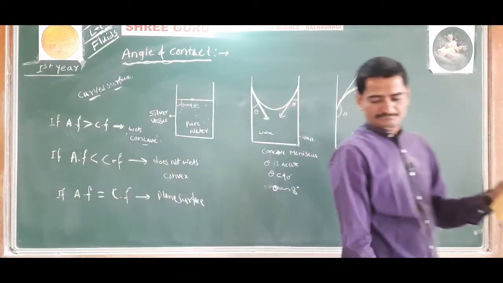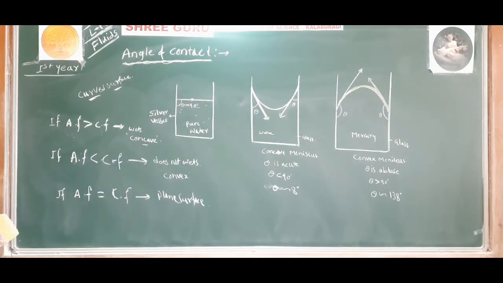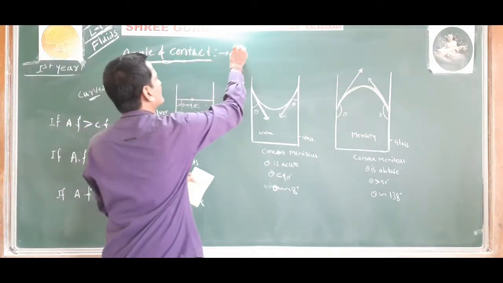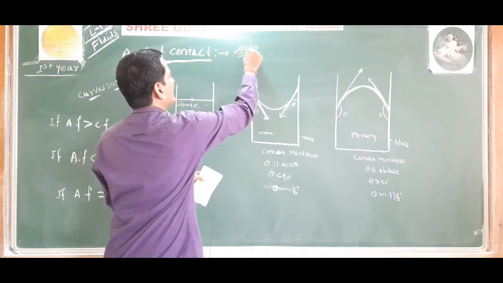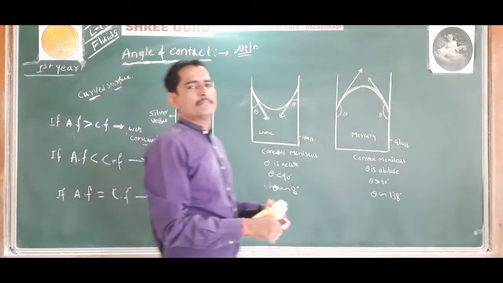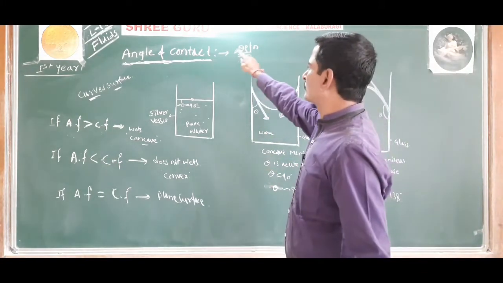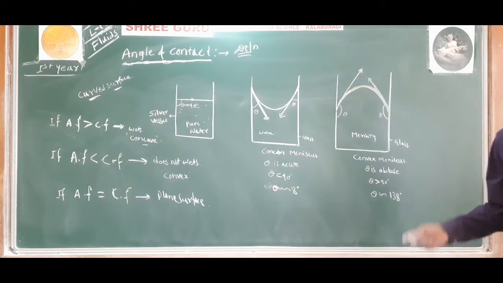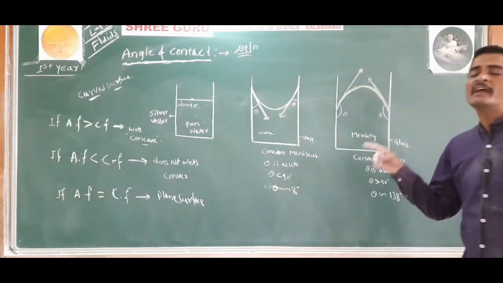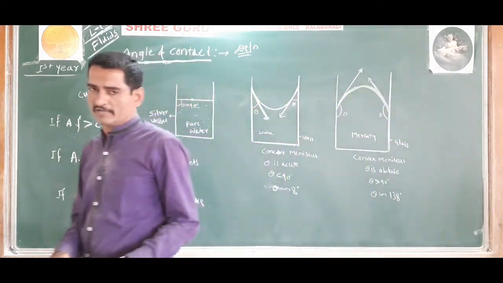Now the concept, angle of contact. So what is the angle of contact? I will tell the definition. The angle of contact is the angle made by the tangent drawn to the liquid surface at the point of contact with the solid surface, inside the liquid.